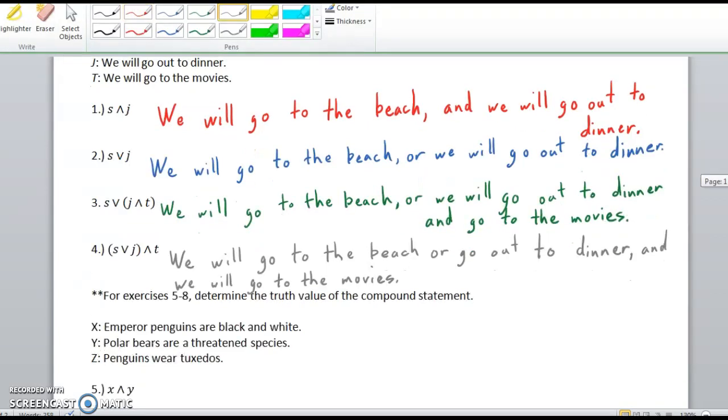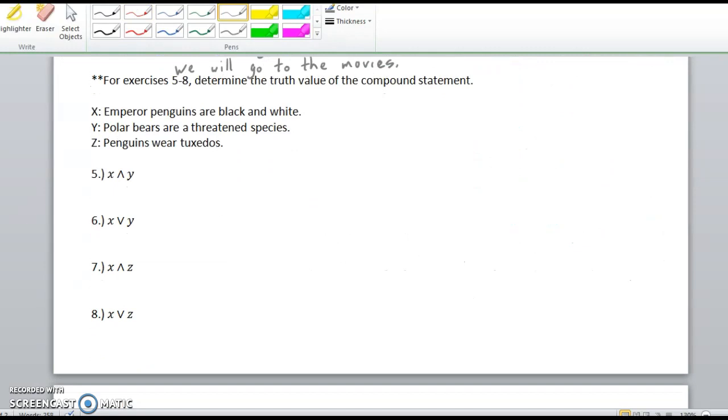On 5 through 8, we want to determine the truth value. We want to see if these things are true or false, and we'll talk about how we determine that. X is emperor penguins are black and white. Y, polar bears are a threatened species. Z, penguins wear tuxedos. Obviously, 2 of these are true and 1 of these is false. I just have to look at my symbol in between to determine if my entire compound statement is true or false.